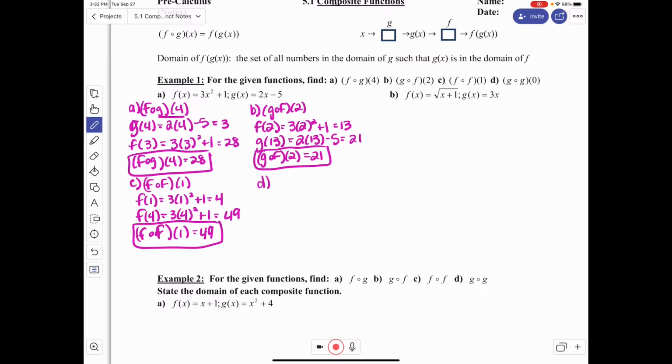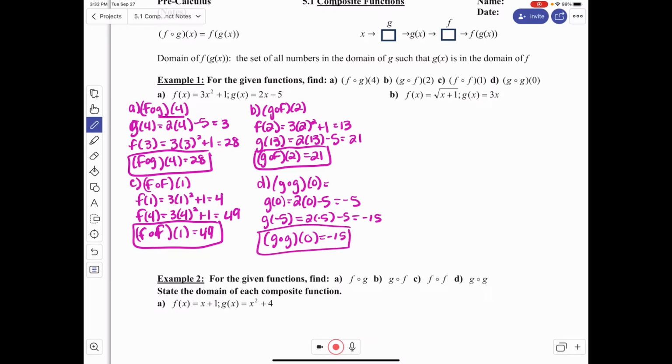And then for D, we have g of g of 0. So we do g of 0, which is going to be 2 times 0 minus 5. That would be negative 5. And then we do g of negative 5, which will be 2 times negative 5 minus 5. So negative 10 minus 5 will be negative 15. So g of g of 0 equals negative 15.